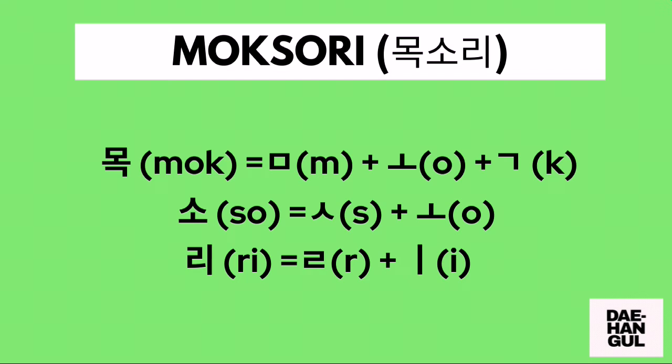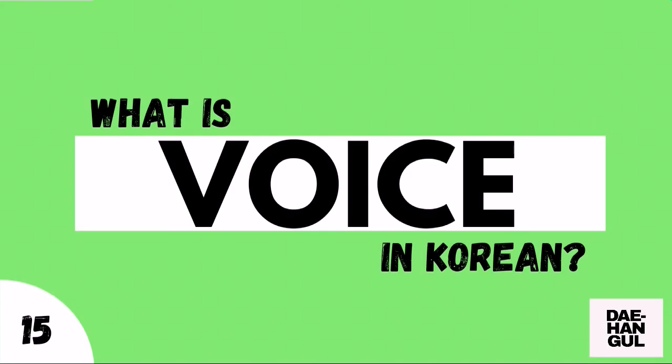With the last syllable ri, we need to draw first a real character, followed by the e character. Then, combine to form the hangul of 목소리. And now, you already know what is voice in Korean.